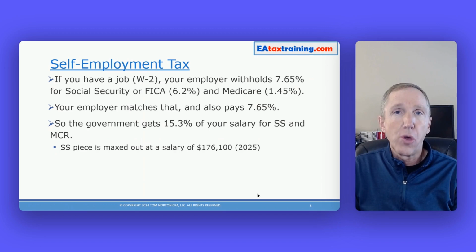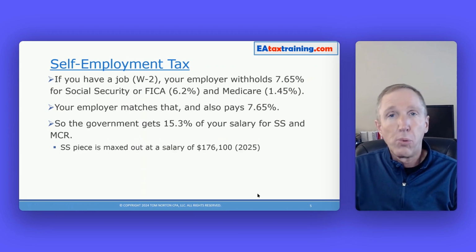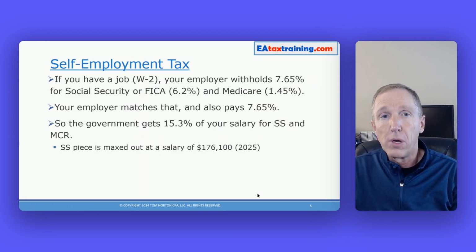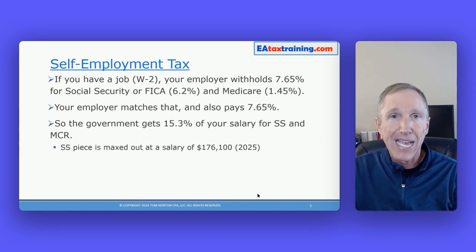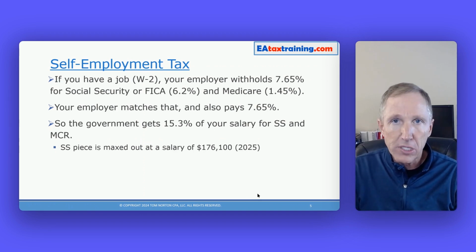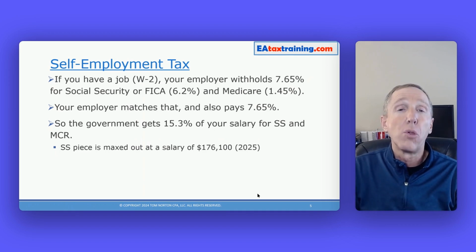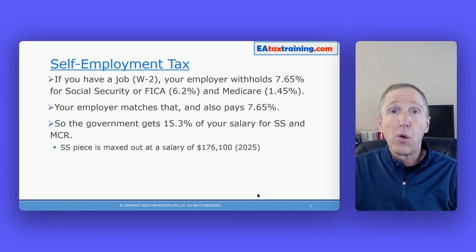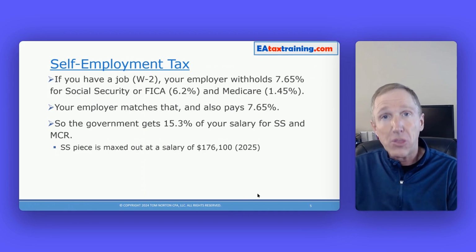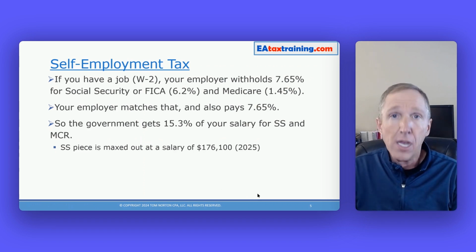And the total that they withhold is 7.65% of your salary. 6.2% of that is for Social Security, 1.45% of that is for Medicare. In addition, your employer has to match that 7.65% from their own funds. So you put in 7.65% of your salary, your employer matches that 7.65% of your salary. So the IRS then gets 15.3% of your salary to cover Social Security and Medicare.